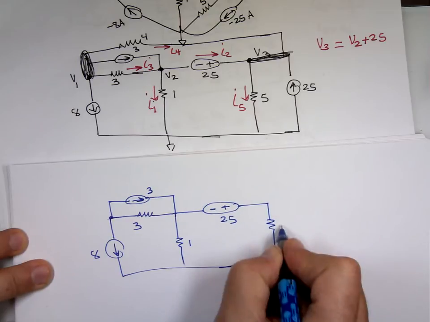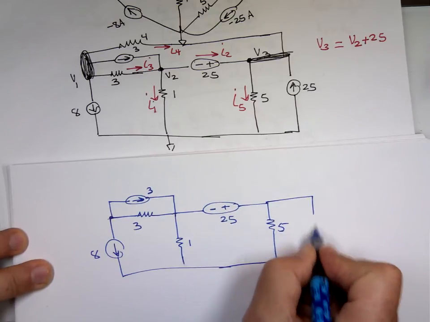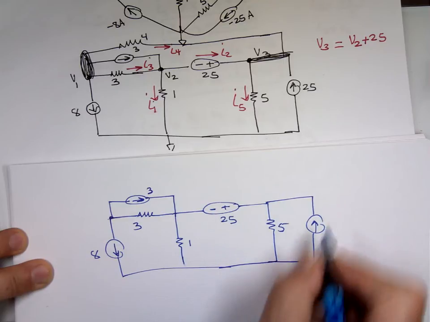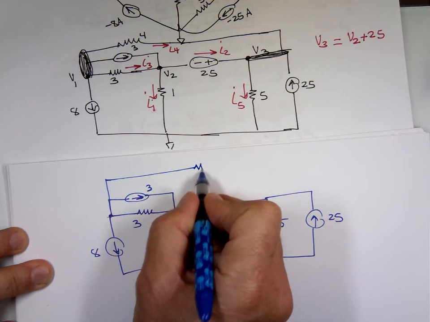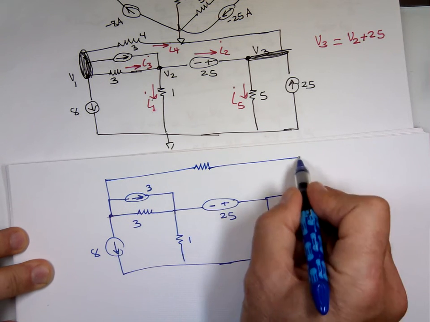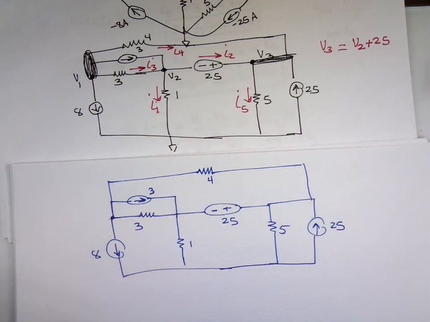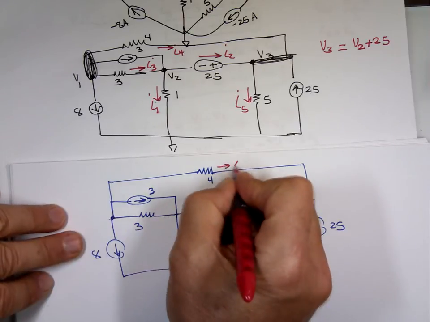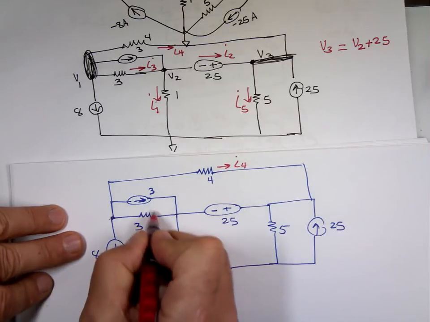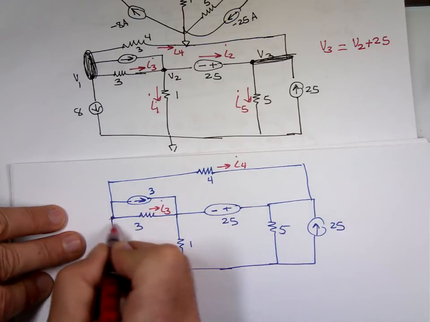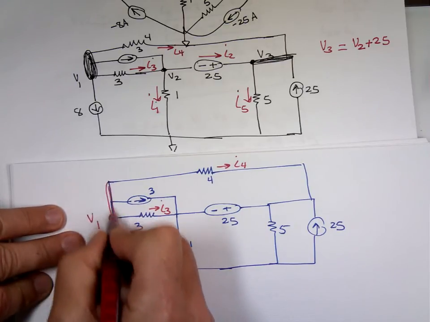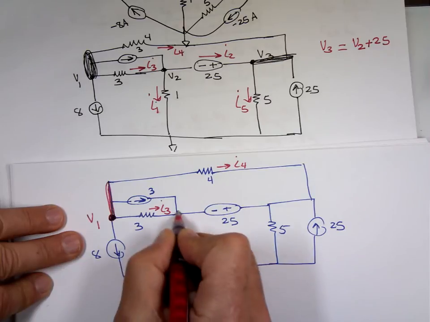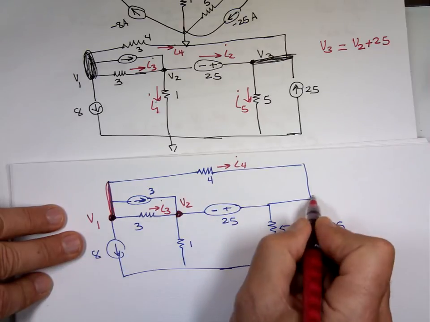This is 5, 25, and this is 4. And I'm going to leave the same current we assigned. We call this I sub 4, right? We call this I sub 3. We call this voltage V1. Well, the V1 is this. I think we label this as V1. We call this voltage what? V2. Now this voltage is not going to be V3.